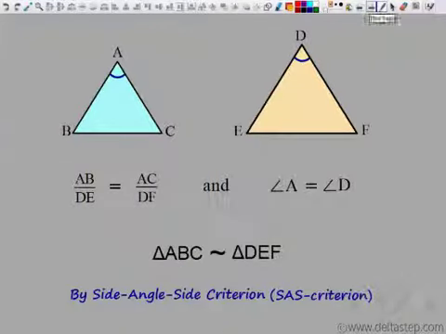So now we can say if the ratio of the corresponding sides is equal and the angle between these sides is also equal, then I can say that the triangles would be similar by the side angle side criterion, which is denoted as SAS. This angle has to be the included angle between the corresponding sides.